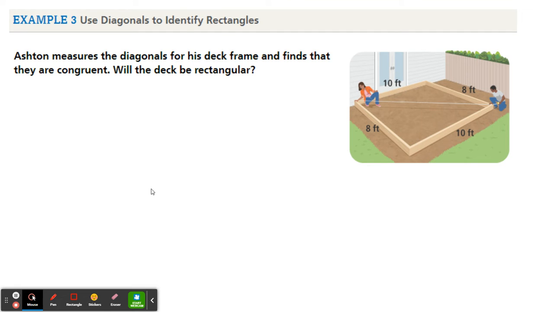It says Ashton measures the diagonals for his deck frame and finds that they are congruent. Will the deck be rectangular? So basically this is saying, based off this picture, which I labeled A, B, C, and D, if AC and BD are congruent, will this be rectangular? That's the question. So if the diagonals are congruent, will this be a rectangle? All right, so here we go.